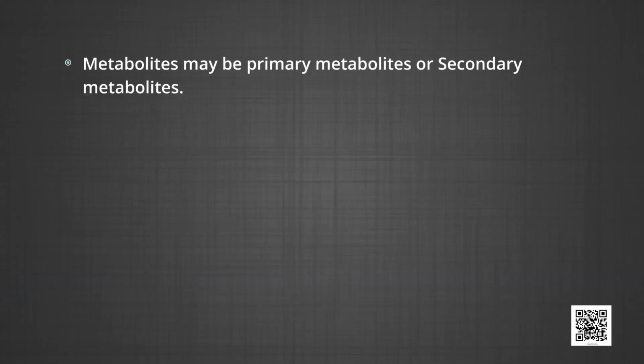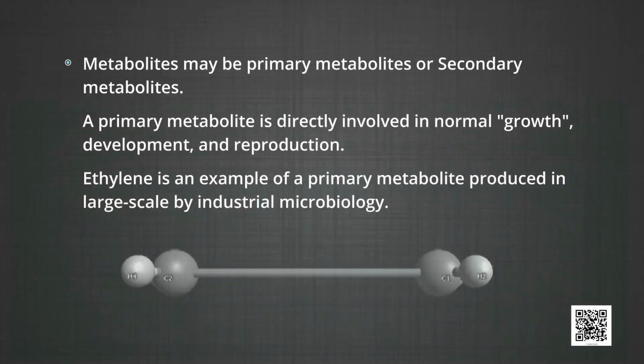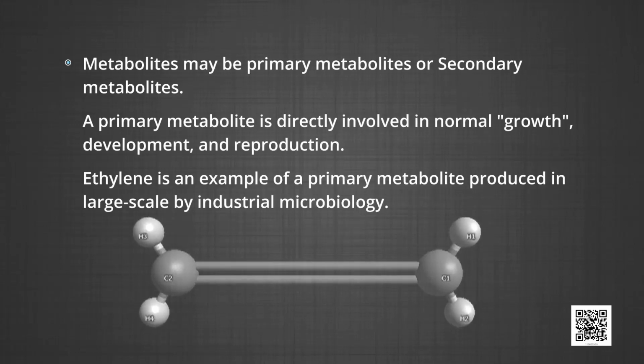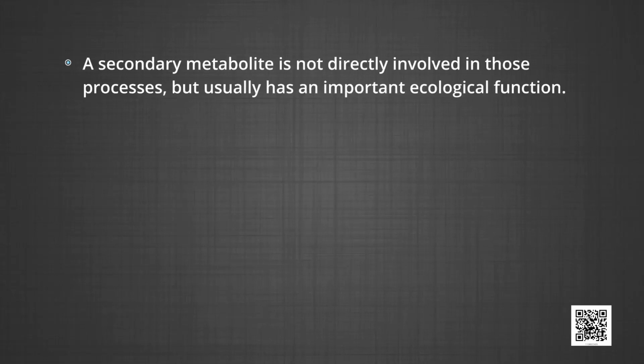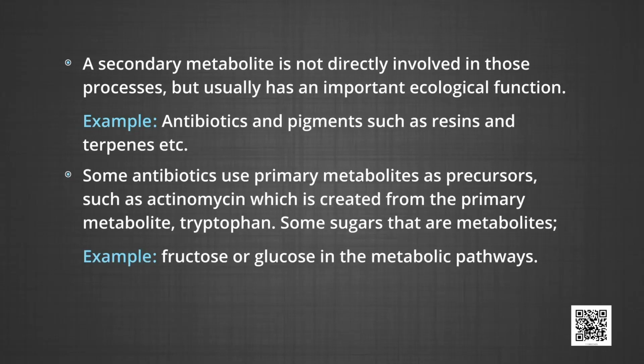The metabolites may be primary metabolites or secondary metabolites. A primary metabolite is directly involved in normal growth, development and reproduction. Ethylene is an example of a primary metabolite produced in large scale by industrial microbiology. A secondary metabolite is not directly involved in those processes but usually has an important ecological function. For example, they act as antibiotics and pigments such as resins, terpenes, etc. Some antibiotics use primary metabolites as precursors such as actinomycin, which is created from the primary metabolite tryptophan.